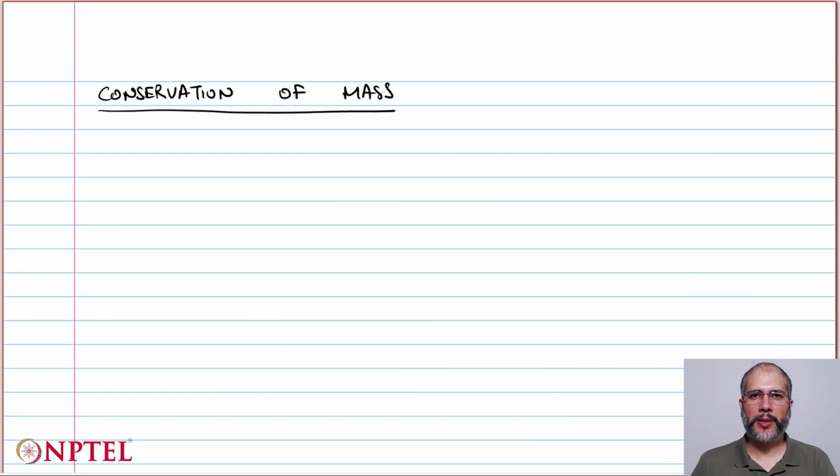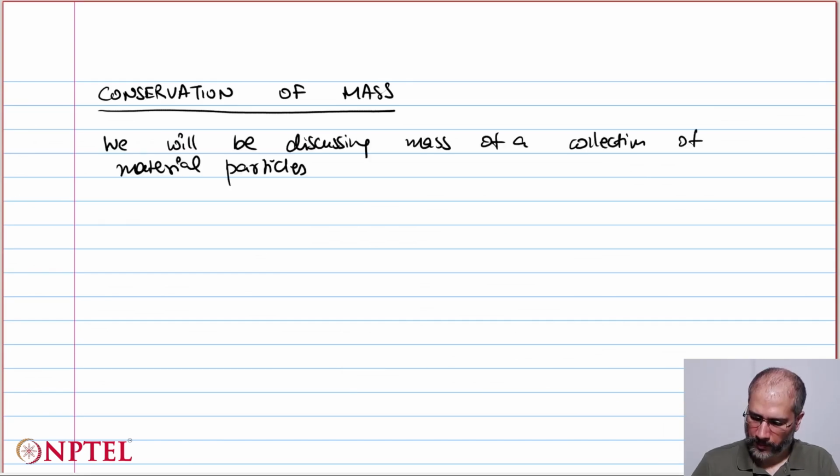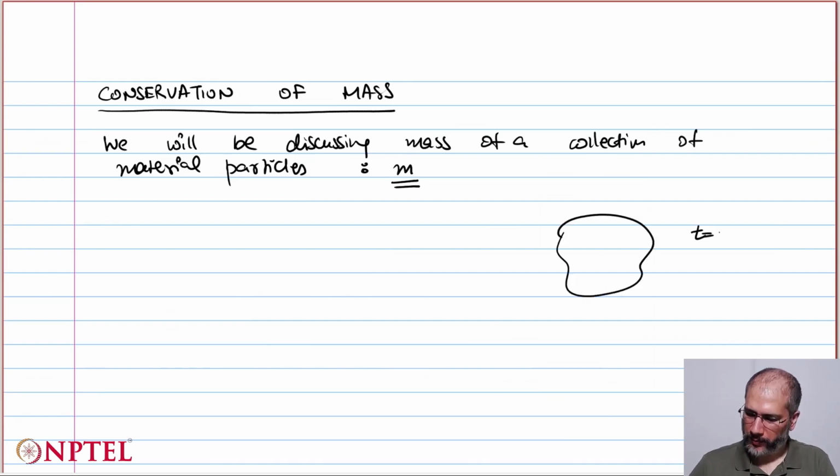Let us define a few terms before we get started with this. For this discussion, we'll be talking about the mass of a collection of particles, just like earlier. This will be denoted by the symbol small m. Let us say at time equal to 0, which corresponds to our reference configuration, these particles formed a volume omega naught.